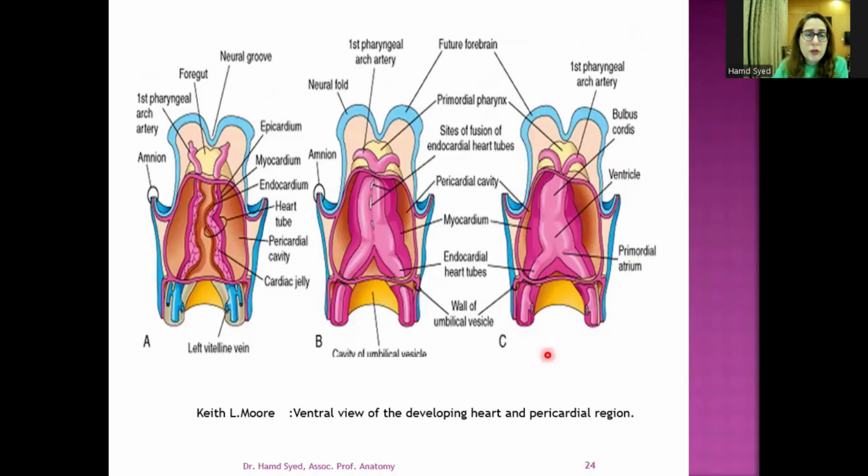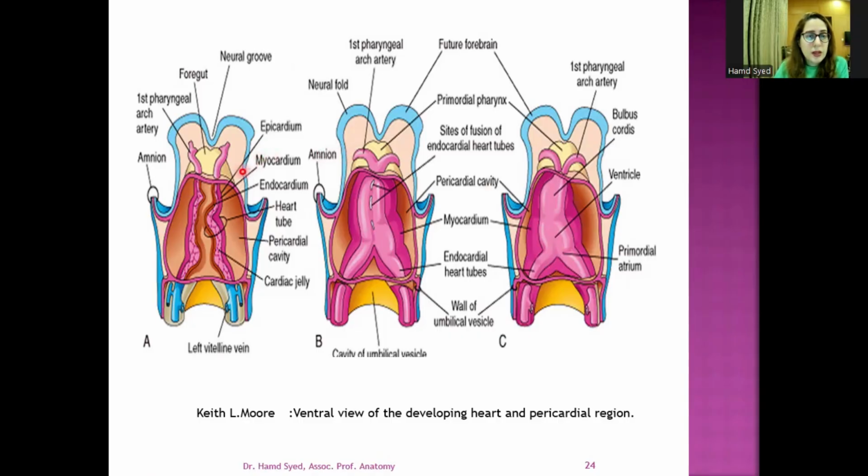Now, these series of diagrams have been taken from Keith Moore, and they're showing us the ventral view of the developing heart and pericardial region. If you look at the development of the heart from the ventral view, you can see here is the pericardial sac and the pericardial cavity, in which we have these two paired endocardial tubes, and then they fuse in the midline to form this single heart tube. As a result of lateral body wall folding, they fuse to form a single heart tube. Now different parts of this heart tube will become dilated, and they will form our heart eventually. This structure right now is called the heart tube. It is going to fold upon itself and it will form the heart.